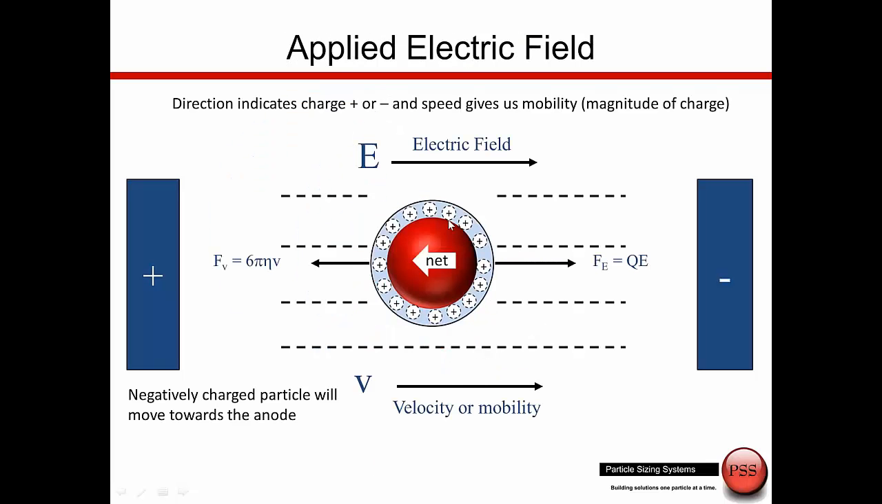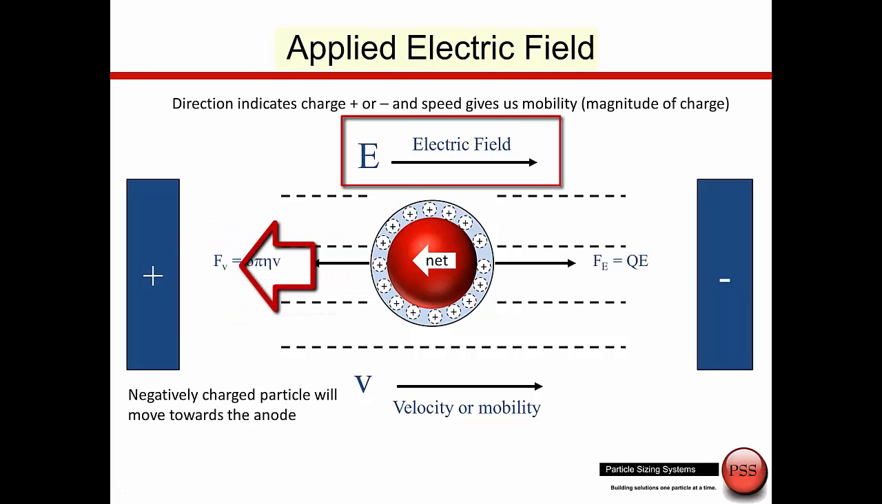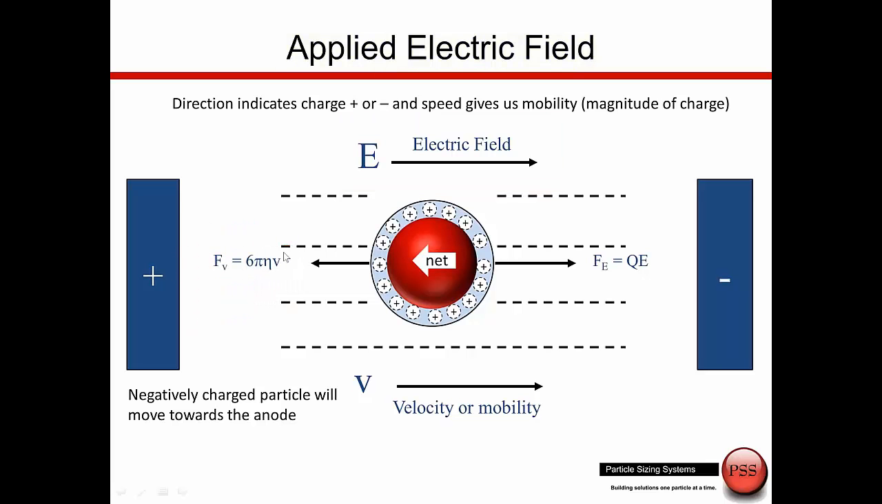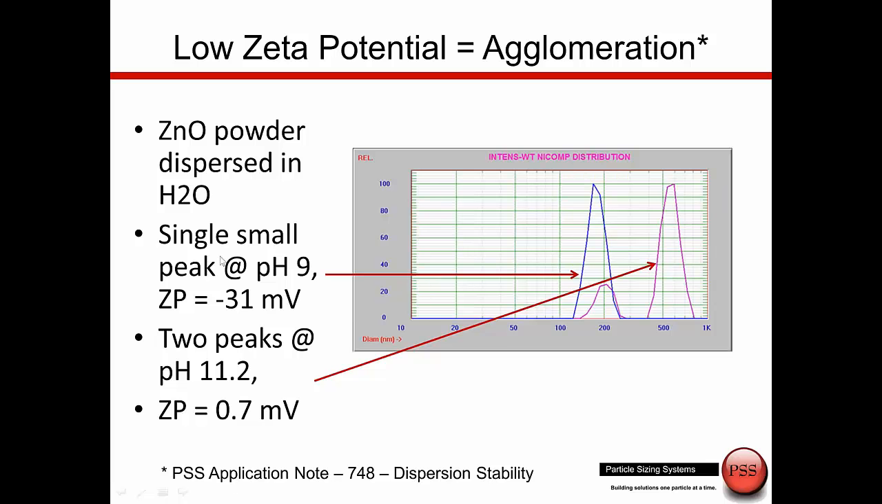The way we measure zeta potential is we apply an electric field, and the direction of the motion of the droplet tells us whether it was positively or negatively charged. And then we measure the speed of the droplet, and that tells us something about the magnitude of the charge. So we need to apply this electric field, and then we're going to measure the motion of the particle, and from that we're going to calculate the zeta potential. When we understand the zeta potential on the surface of the particles, that is an indication of stability.